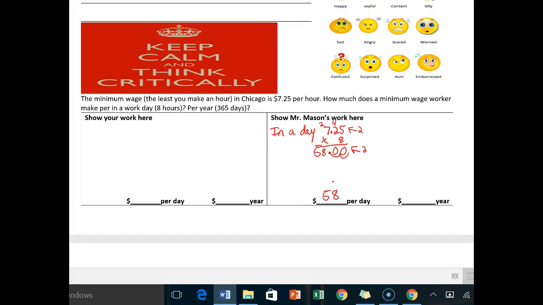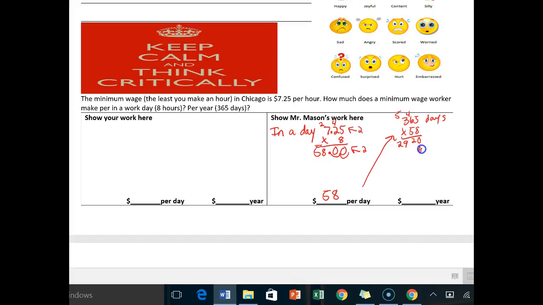And then, how much does a minimum wage worker make per year? So then you're going to take that 58 and say, all right, there are 365 days in a year. So 365 days times $58 per day. And we just do this math again. So 8 times 5 is 40, carry your 4. 48 plus 4 is 52, carry your 5. 24 plus 5 is 29.